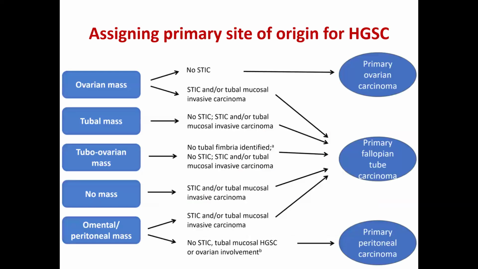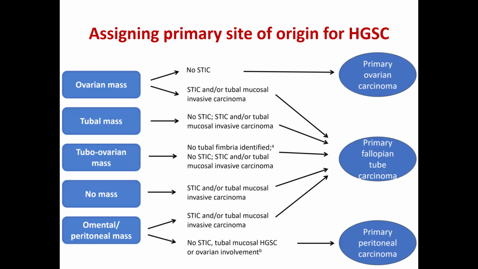And in assigning the primary site of origin of high-grade serous carcinoma after the SEE-FIM protocol, we can say the high-grade serous carcinoma is ovarian in origin, or primary fallopian tube in origin, or primary peritoneal carcinoma in origin. So if there is anything in the tube, a STIC, tubal mucosa involvement, carcinoma, a tubal mass, or the tube is not identified or fused with the ovaries, this is considered a primary fallopian tube carcinoma. If no STIC, it is called primary ovarian carcinoma.